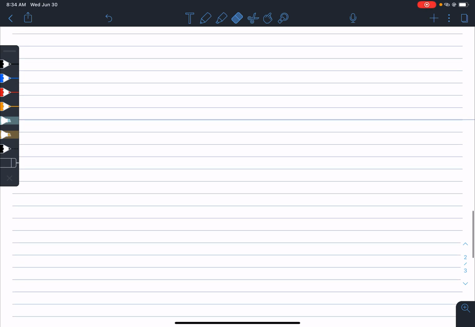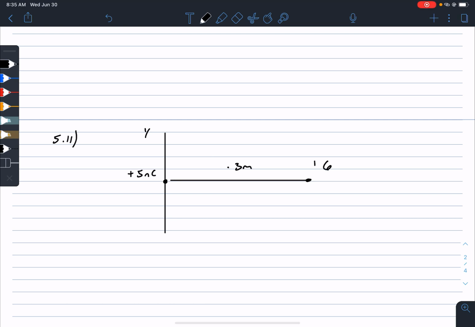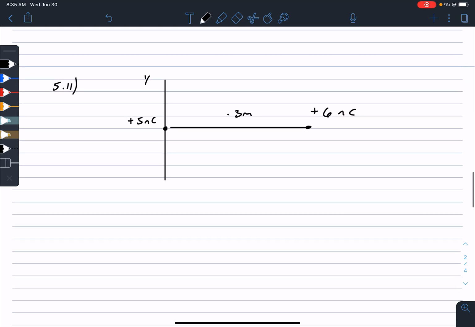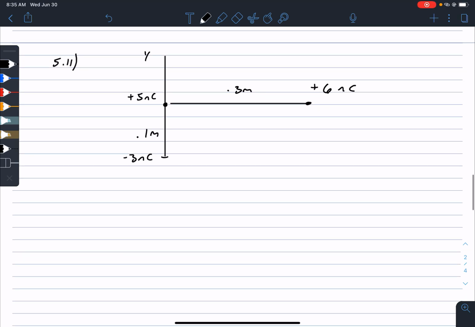Let's move on to the next problem. We have a setup here, a y-axis, a 5 nanocoulomb charge. This is 0.3 meters long. This is a 6 nanocoulomb charge. This is a negative 3 nanocoulomb charge. This distance is 0.1 meters. This is 0.3 meters.